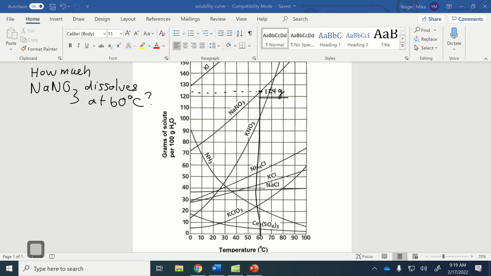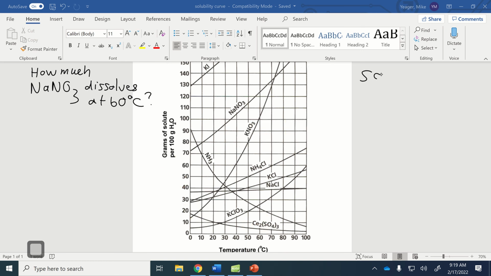Okay, as my line goes all over the place. So that's a quick question. I could say, at what temperature will 80 grams of KNO3 dissolve? At 50 degrees Celsius. So there's standard reading a graph analysis.